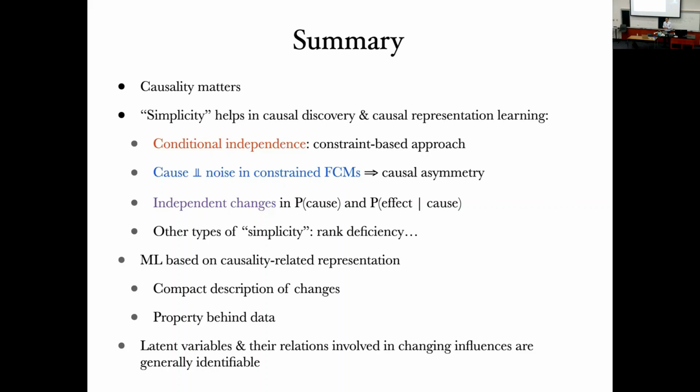And finally, you also saw that in a lot of machine learning and AI systems problems, you care about causality, you care about causal representation learning, especially if you try to do, say, reinforcement learning. You have to make sure it's causal.